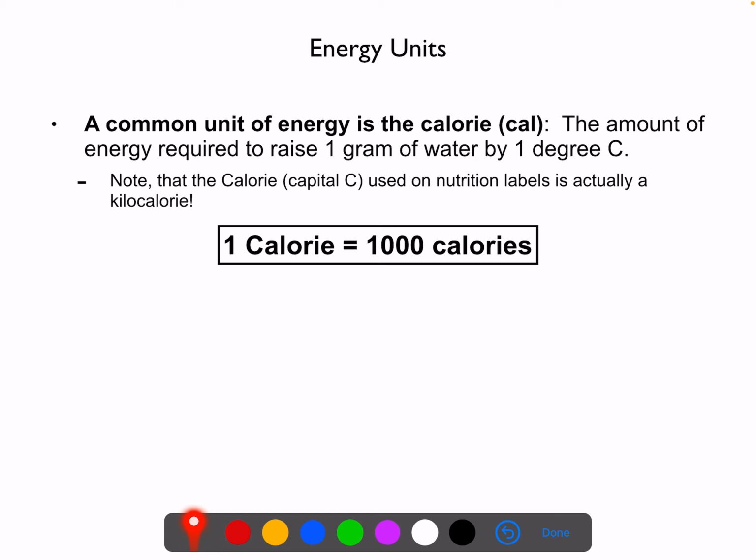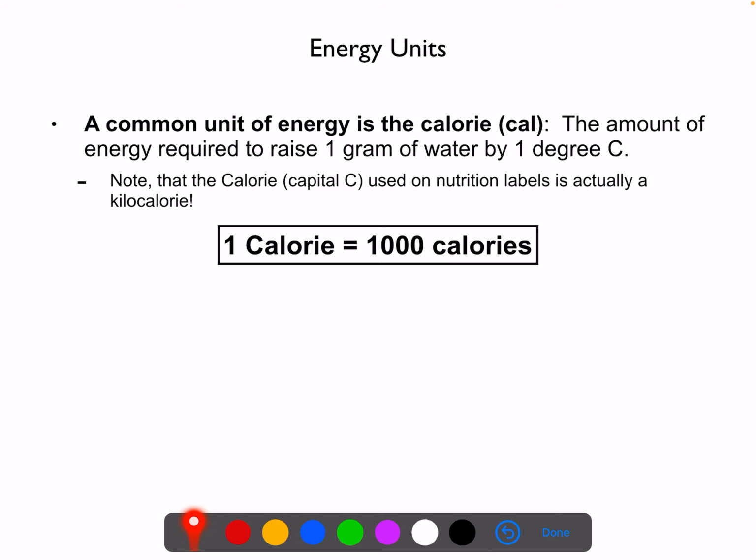Now, this is a bit annoying, but it's important to know the calorie that you see on a nutrition label. So if you want to figure out how many calories you're eating in a day, it's actually calorie with a capital C, which is actually a kilocalorie, right? So why do they use that? I don't know. It's annoying. But 1 capital C calorie is equal to 1,000 lowercase c calories.